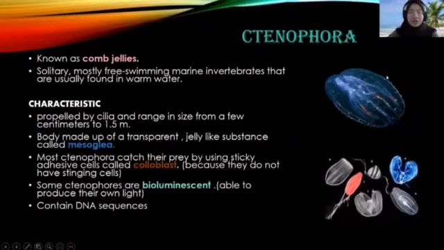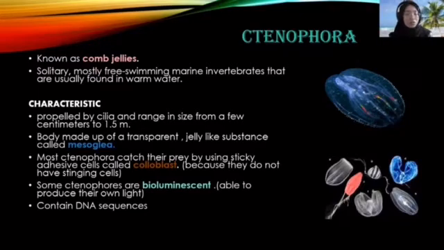The characteristic of Ctenophora is it is propelled by cilia and ranges in size from a few centimeters to 1.5 meters. Body made up of transparent jelly-like substance called mesoglea. You can look at the picture here. And most Ctenophora catch their prey by using sticky adhesive cells called colloblasts. It is because most Ctenophora do not have stinging cells, so they have this to catch their prey.